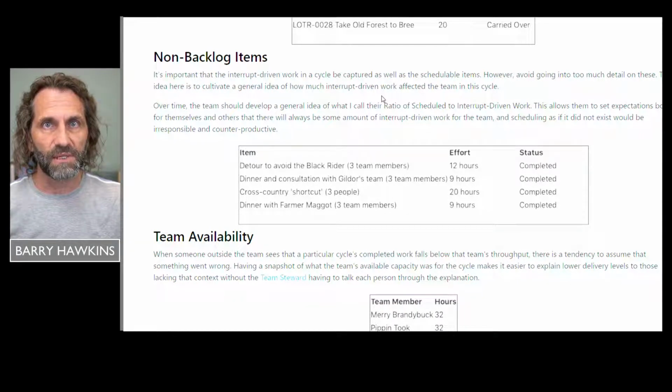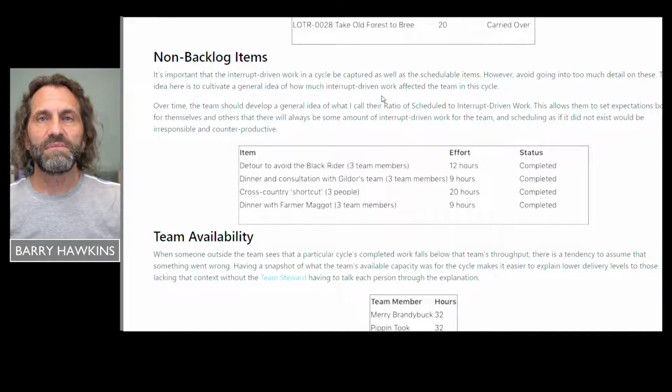Now, the next section is for non-backlog items, and this was one of the key things that led me to begin creating development logs, because what I found was when my teams and I were only looking at the sprint plan, we were really focused on, and we were only exposing and externalizing to the people who were using the work that we were delivering, we were focusing on and only talking about our schedulable capacity.